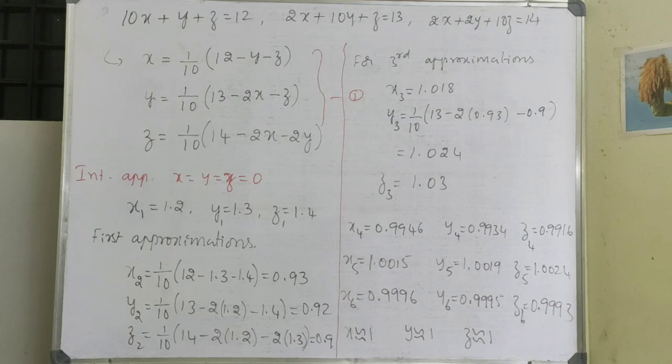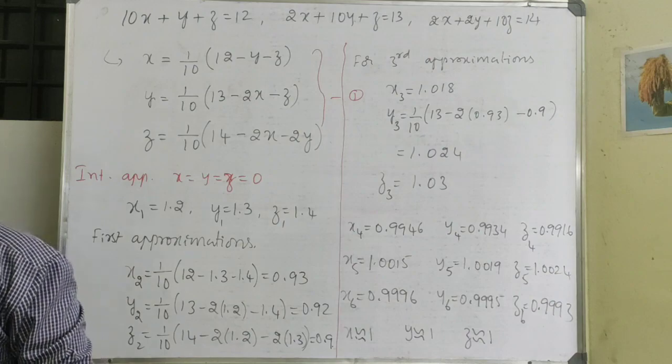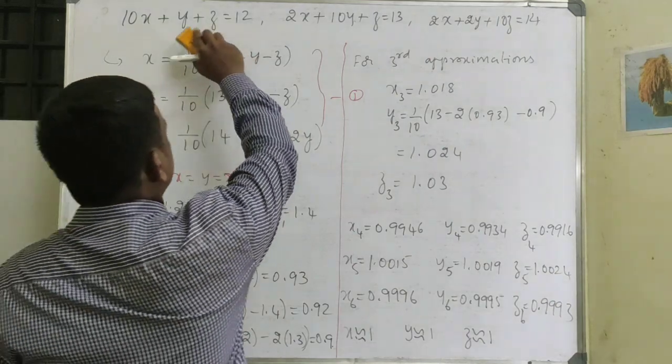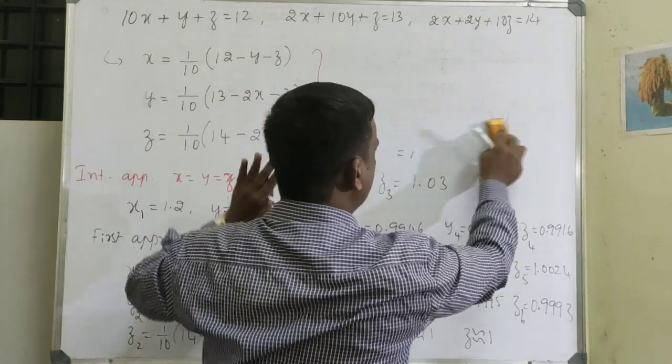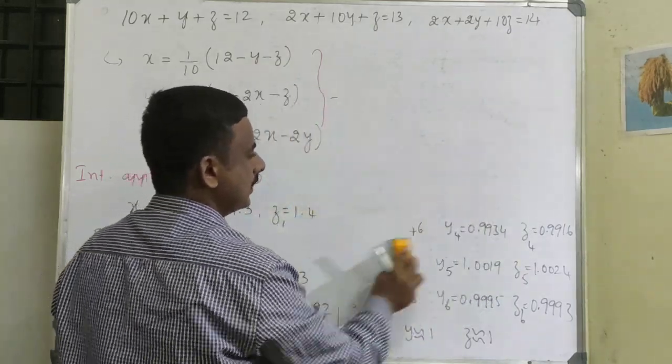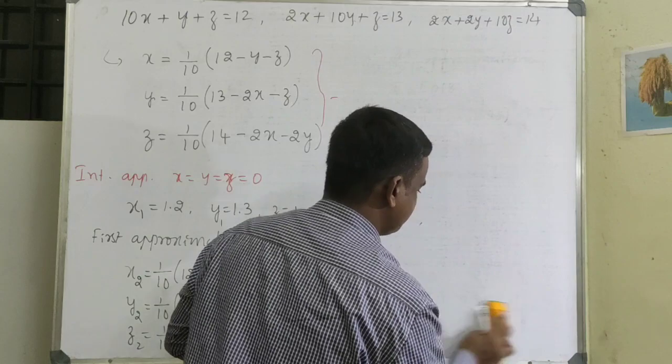Next we shall discuss the Gauss-Seidel method. Gauss-Seidel method is a generalization of the Gauss-Jacobi method. So I have to change the process. There is a very small change in the process. As usual, given a system of equations, let us consider the same problem to explain the Gauss-Seidel method.